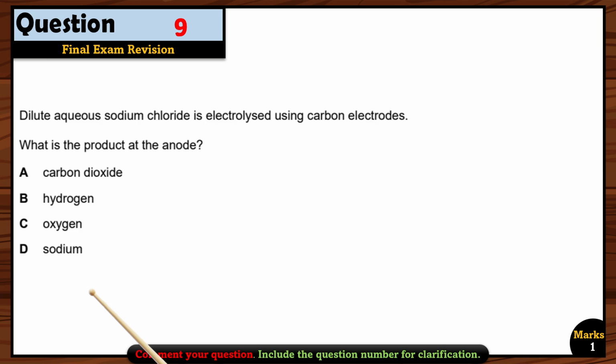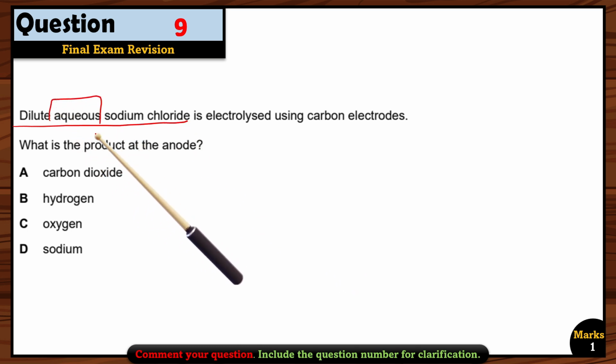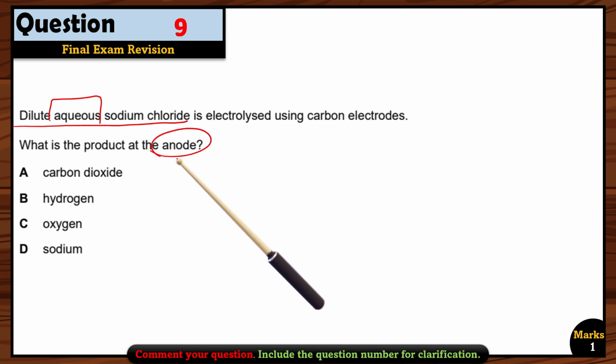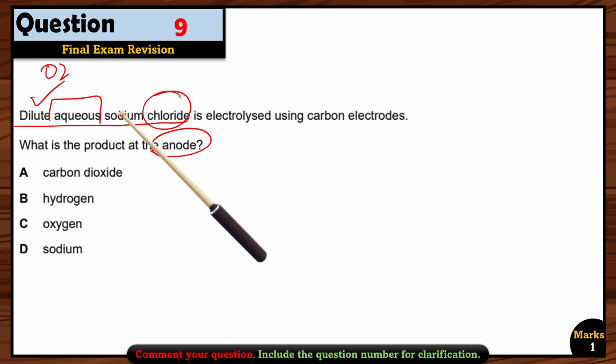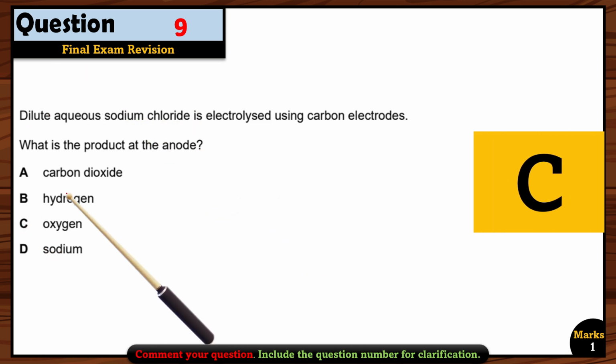Question 9. Dilute aqueous sodium chloride is electrolyzed using carbon electrodes. Now we have dilute aqueous sodium chloride. I already told you, whenever you see aqueous, your product at the cathode will be hydrogen. Now they are asking about the anode, not the cathode. For the anode, the game is about dilute or concentrated. This one is dilute, so you will get oxygen, not chlorine gas. So where is oxygen? Yes, option C is the right option.